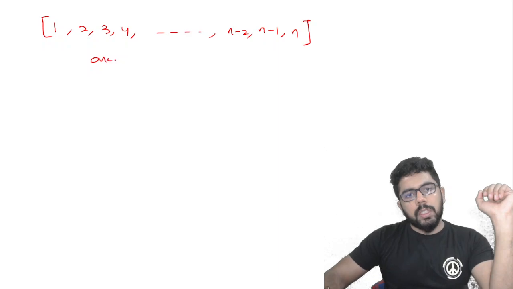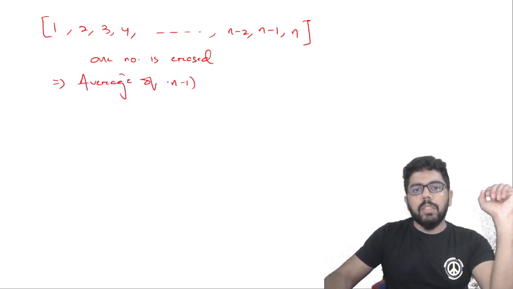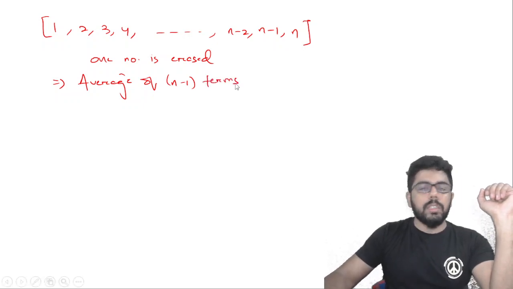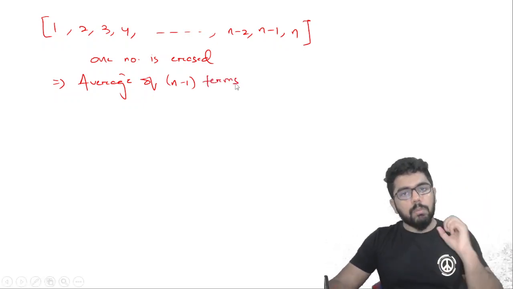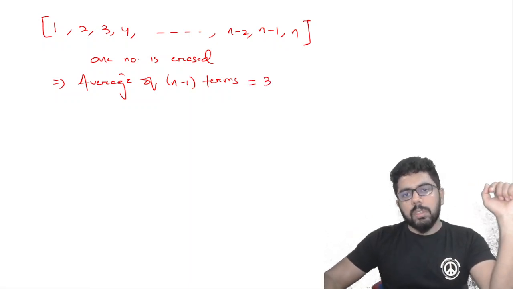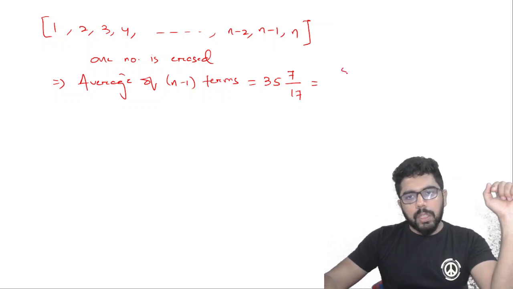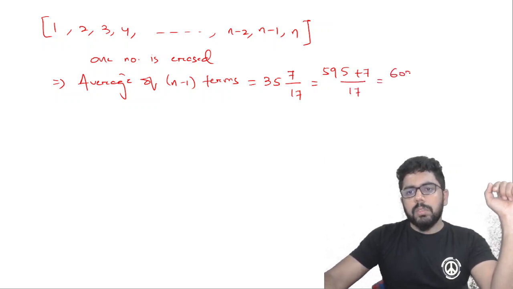So one number is erased. This implies the average of n minus 1 terms, because earlier there were n terms. Now that you have erased one number, there are n minus 1 terms. So the average of these n minus 1 terms in the question is given as 35 whole 7 by 17. If I simplify this, 17 fives are 85, carry 8. This is 35 plus 7 by 17, so this basically becomes 602 by 17.